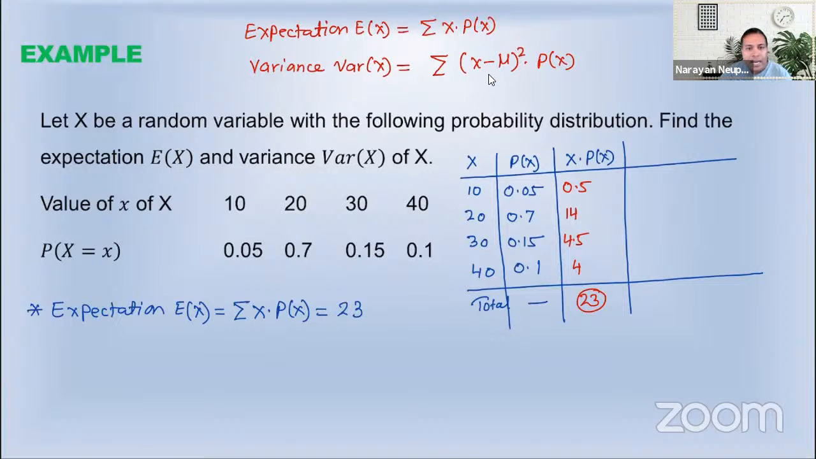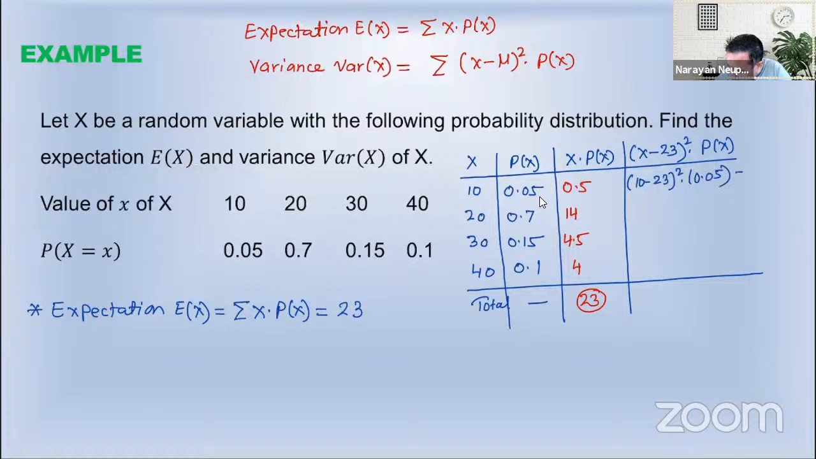So I need X minus mean squared. Let me write that. X minus the mean or the expected value, which is 23. X minus 23 squared times P of X. I have to find this and then add them together. Okay, so for the first line here, the value of X is 10. So it will be 10 minus 23 squared multiplied by P of X. For the first row, the probability is 0.05.